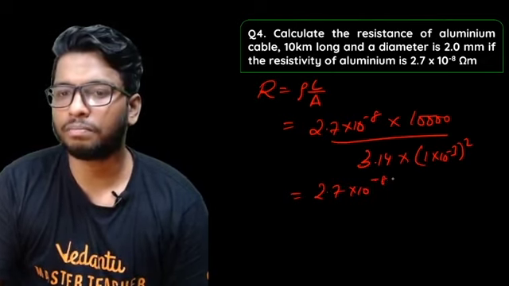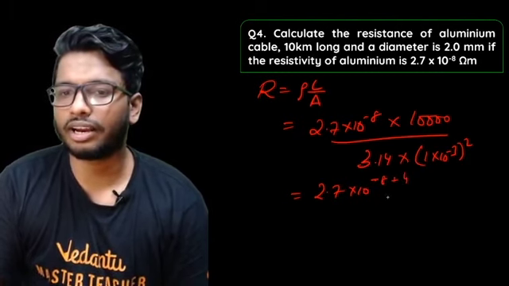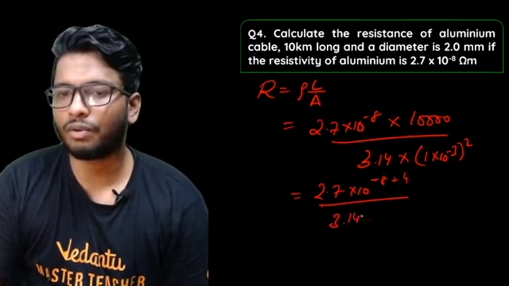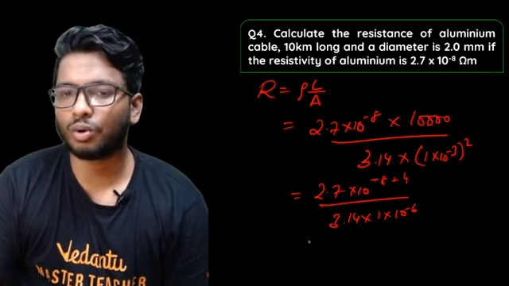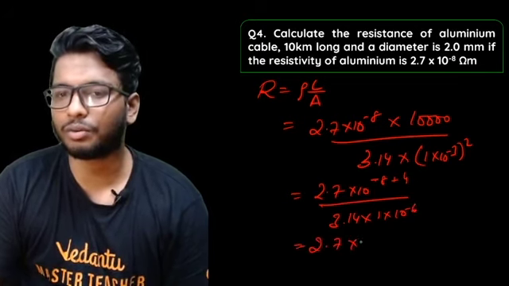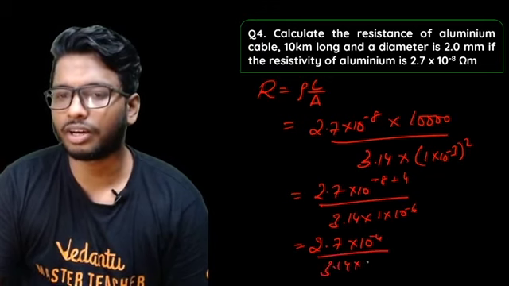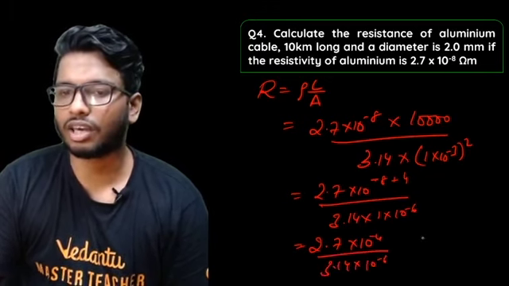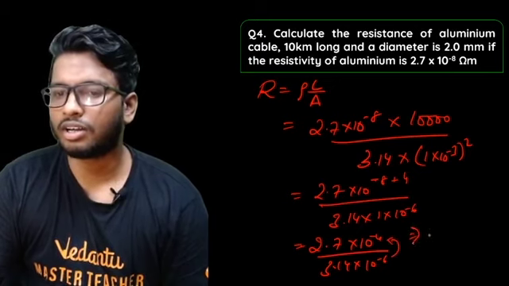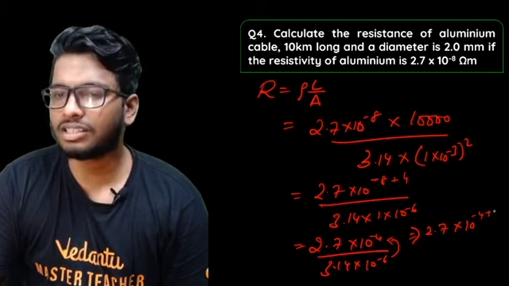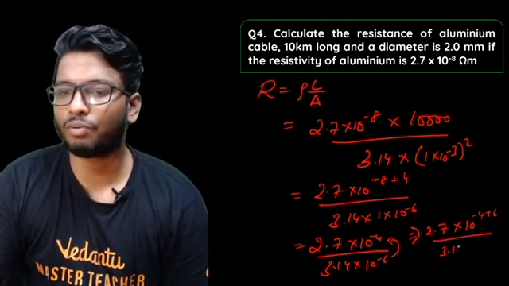Plus 1, 2, 3, 4. That's 4 again. So you'll get it as 10 to the power of 4 into 3.14 into 1 into 10 to the power of minus 6. So 2.7 into 10 to the power of minus 8 plus 4, divided by 3.14 into 10 to the power of minus 6. So I'll take this to the other side, as the numerator. So I'll get 2.7 into 10 to the power of minus 4 plus 6, divided by 3.14.